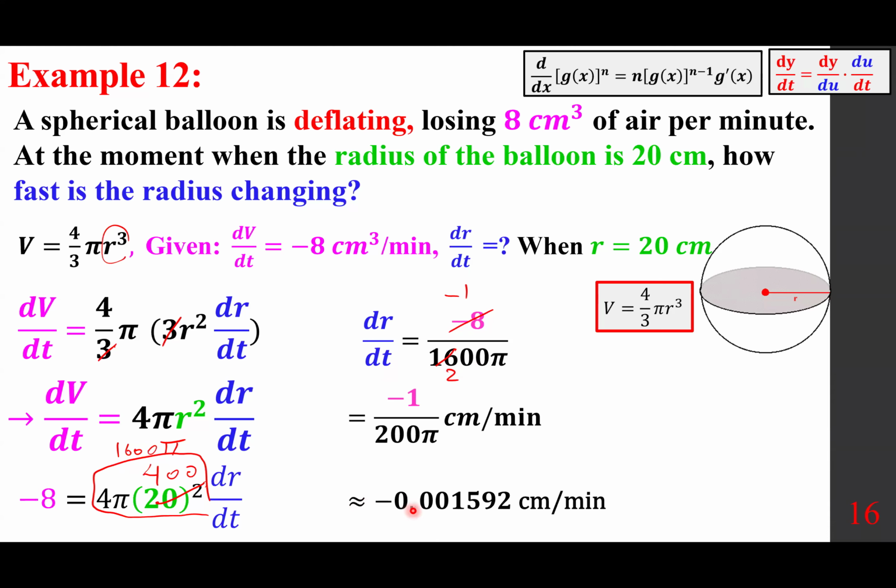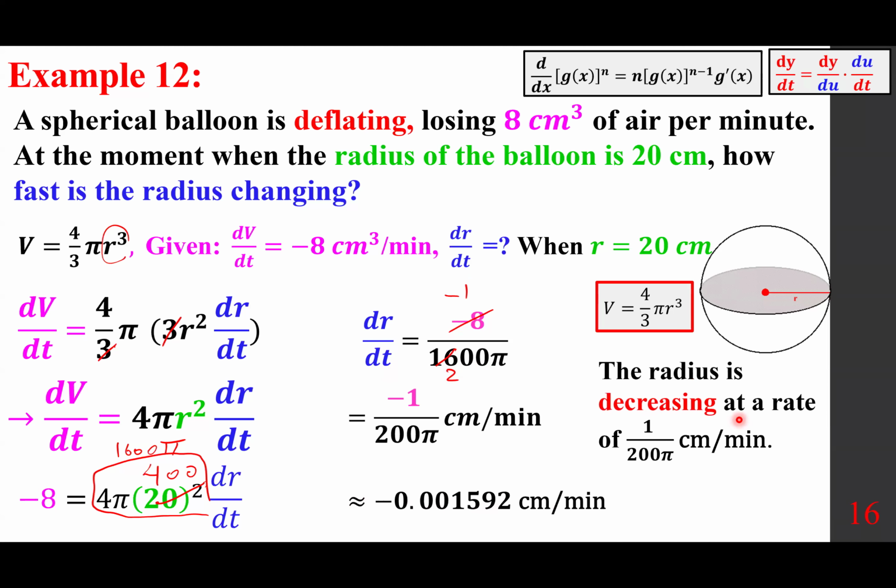Almost negative 0.001592 centimeters per minute, which means the radius is decreasing at the rate of 1 over 200 pi, the exact answer, centimeters per minute. Notice I didn't put the negative here because decreasing will take care of the sign. If it were positive, you would say increasing, and that would take care of that too. So it's all about the sign.